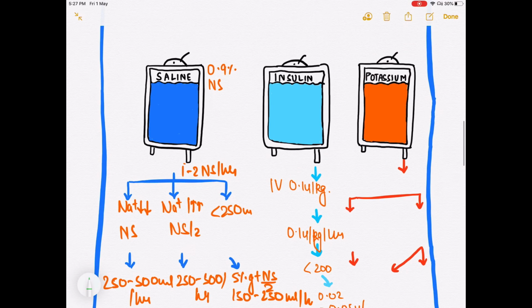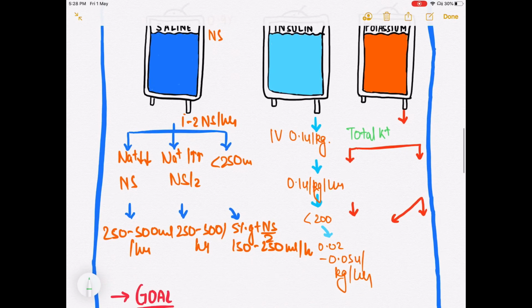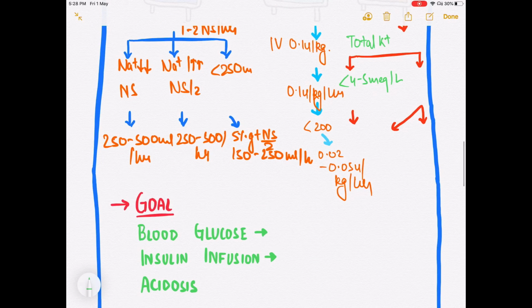And finally, we'll try to correct the hypokalemia caused by excessive diuresis. But supplying the insulin also aggravates the problem of hypokalemia. So we must have an idea about the total body potassium levels before supplying potassium. If the potassium levels are less than 4 or 5 milliequivalents per liter, then we can supply the drip of potassium at the rate of 20 to 40 milliequivalents per liter.